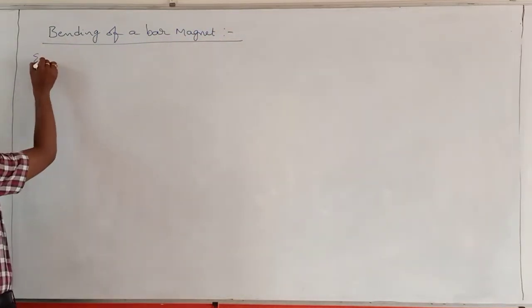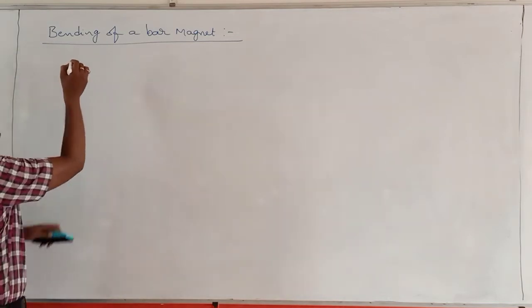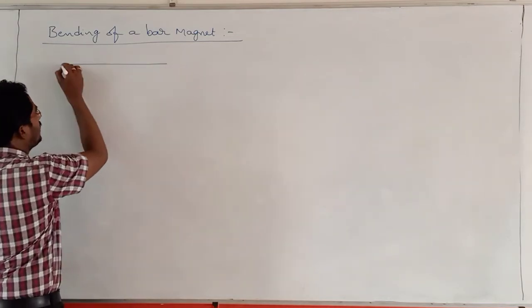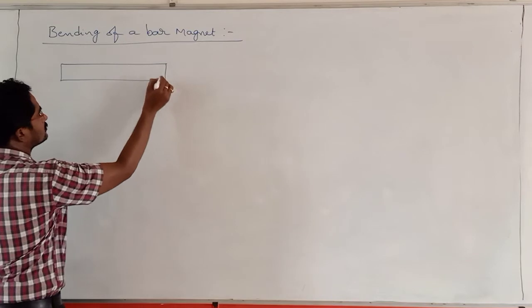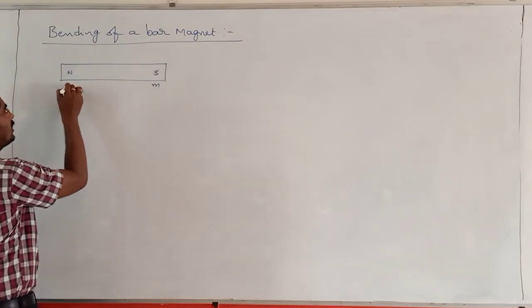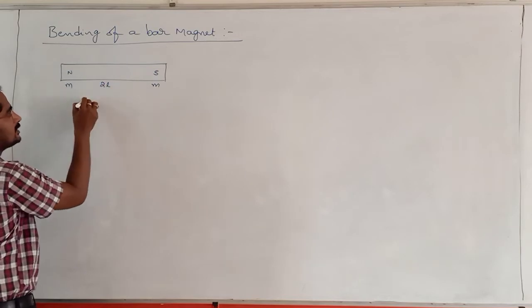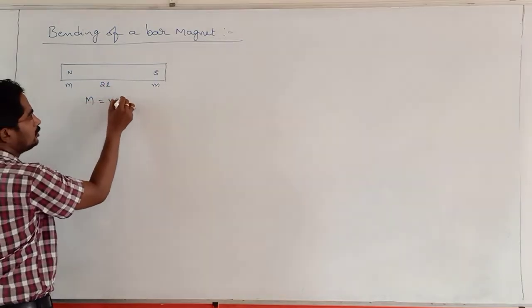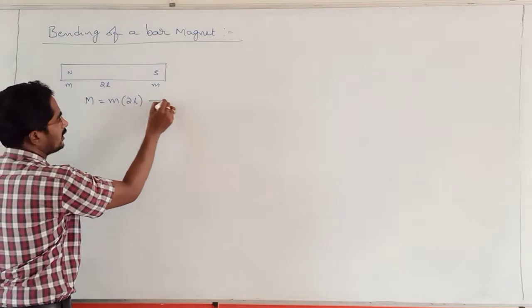Example 1. But before that, I am considering a bar magnet here. It has a north pole and a south pole, the pole strength is M, and the length is 2L. Then its moment is M into 2L, which you already know well.